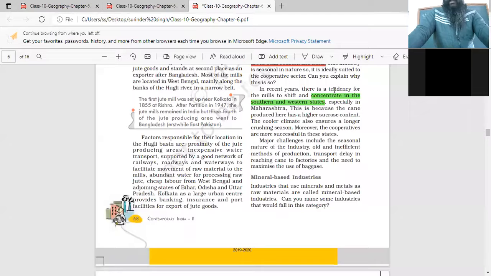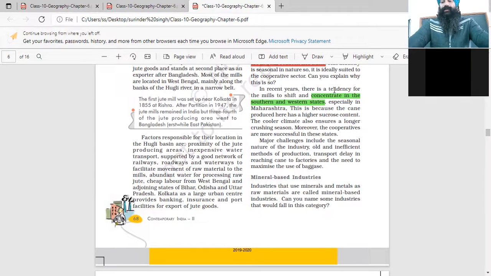The reasons responsible are, first, higher sucrose content. As we learned in the agriculture chapter, the best quality sugarcane producing areas are Tamil Nadu, Karnataka, and Maharashtra. That's why a large number of sugar mills are concentrated in such parts, where high sucrose content is supportive for growth of sugar industries. Second, higher productivity and production.